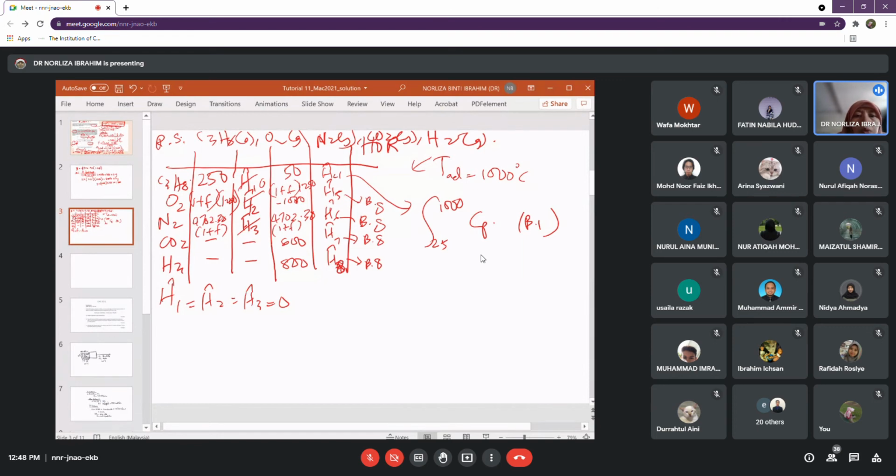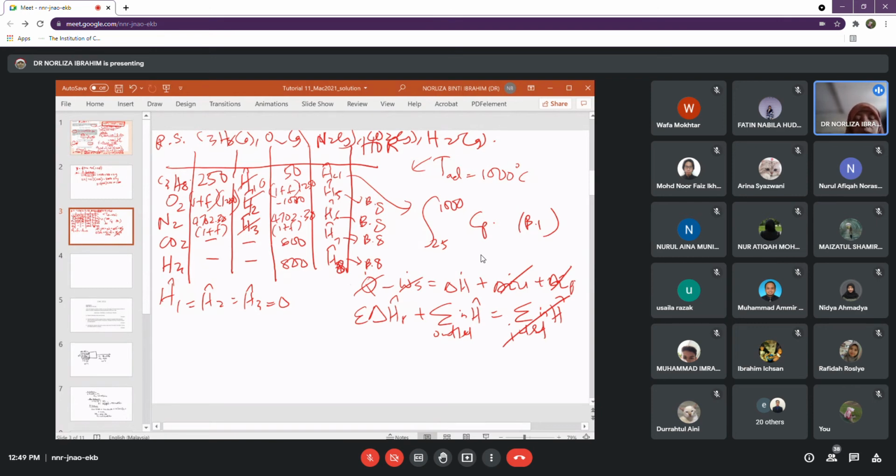Okay, so what to do next? You write the energy balance equation, with all these terms 0 because it is adiabatic. So your delta H is supposed to be the extent of reaction multiplied by the heat of reaction, plus outlet minus inlet, but now your inlet is actually 0. So this one is 0. From this formula, you need to calculate the extent of reaction.